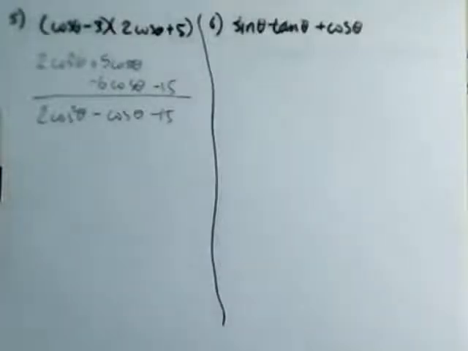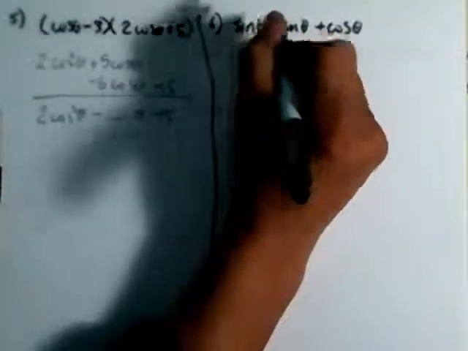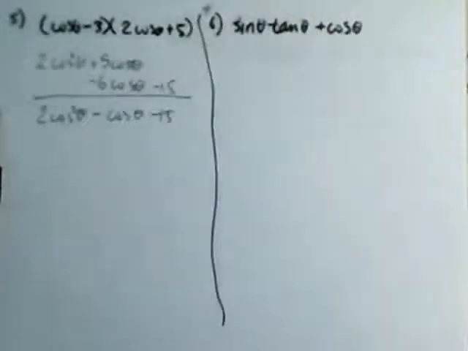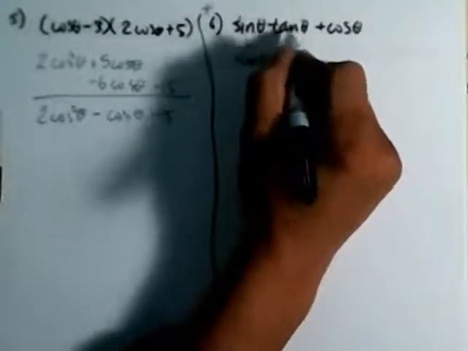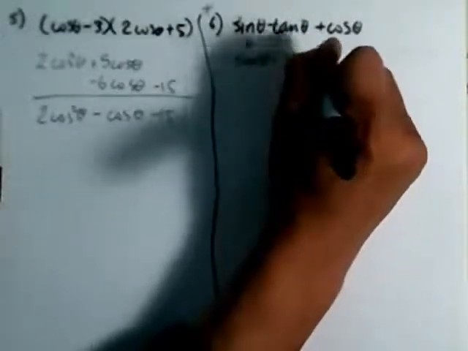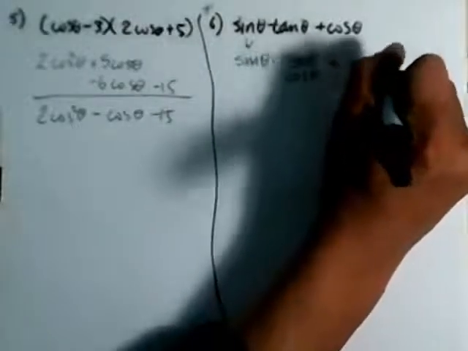Yep, that's what it says. Now, what does it say? I can't really read it. Right, sine theta times tangent theta plus cosine theta, in terms of cosine of theta only. This is a little bit difficult. So, first of all, we change everything from secant, cosecant, tangent, cotangent into sines and cosines. So we drop this out. Sine of theta times tangent theta is sine of theta over cosine of theta plus cosine of theta.